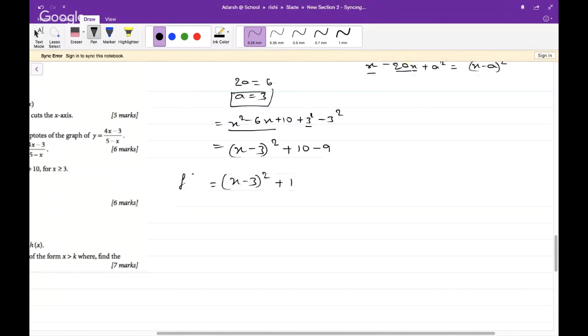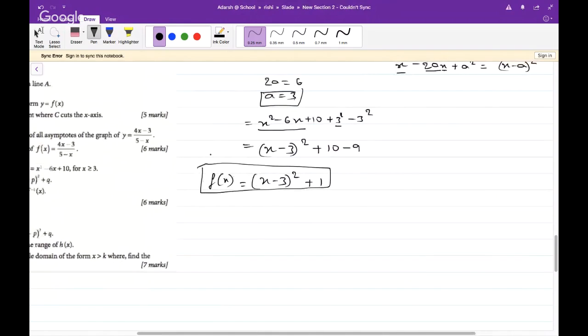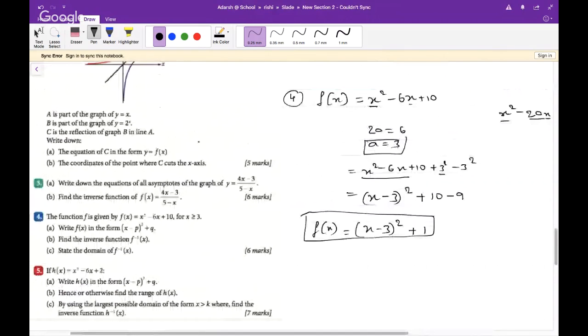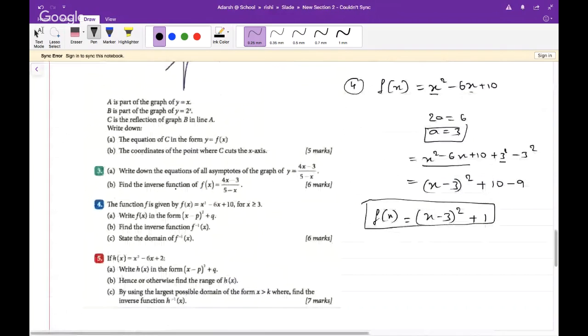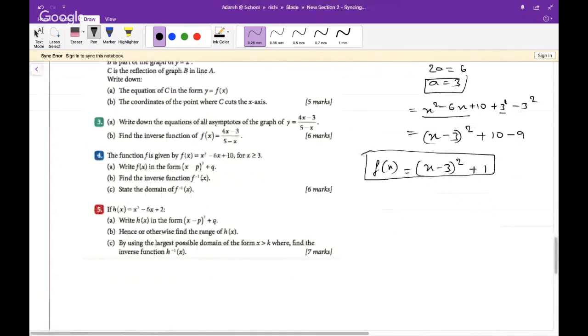This is your function in that form, where p is 3 and q is 1. Now the next part of the question is find the f inverse of x.